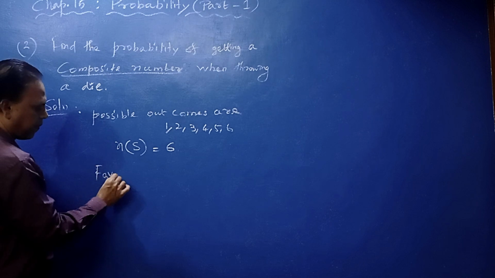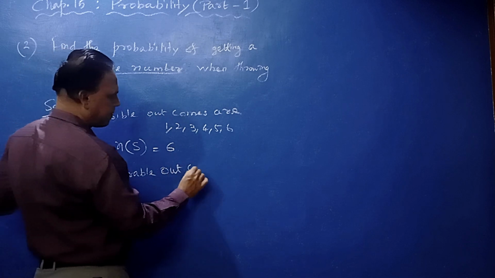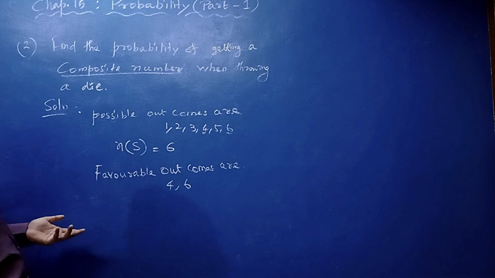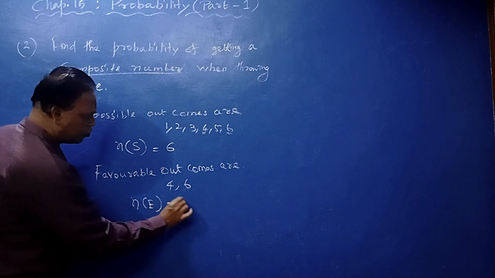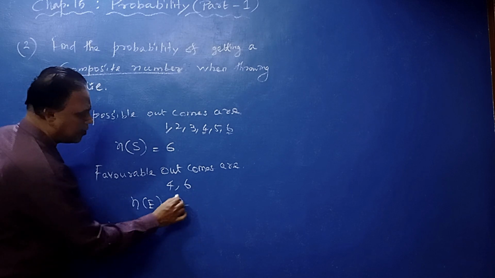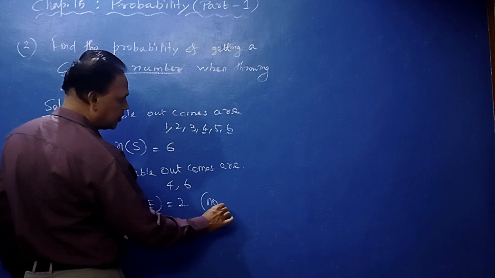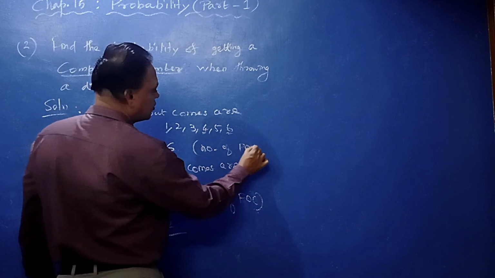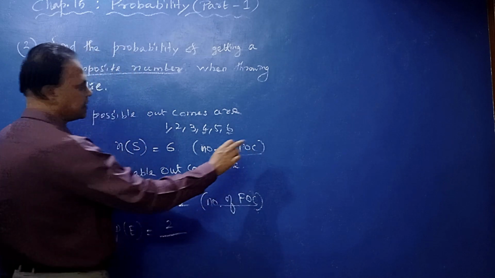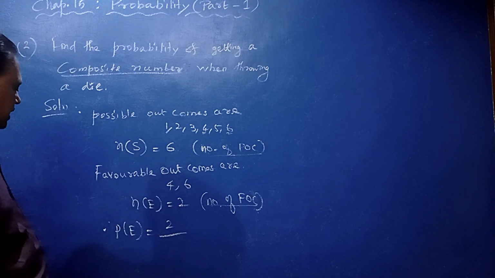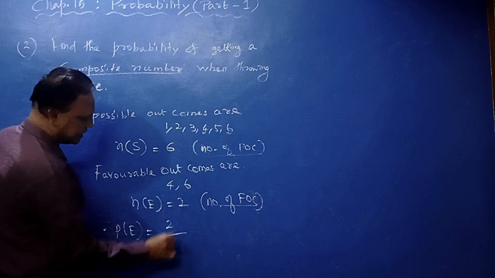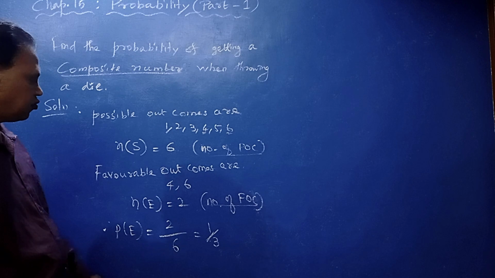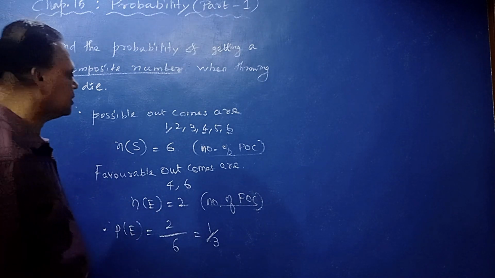Now favorable outcomes, that is composite numbers, from the sample space you have to take. What are the favorable outcomes? 4 and 6, that is the composite numbers. So number of favorable outcomes, that is n of E, is 2. Therefore, probability of E is number of favorable outcomes, 2, by number of possible outcomes, 6. Just for understanding purpose, I have written FOC for favorable outcomes and POC for possible outcomes. In exam, you write fully: possible outcomes, favorable outcomes. So 2 by 6 is 1 by 3. The probability value is always from 0 to 1. To simplify means 0.333 like that. This is the example.